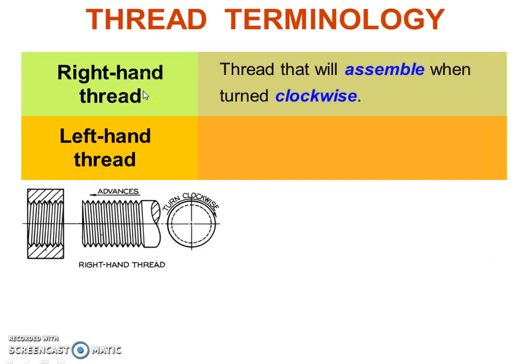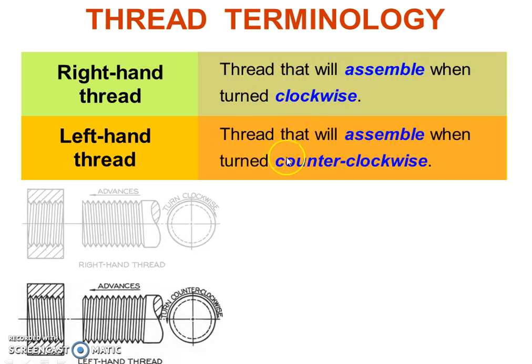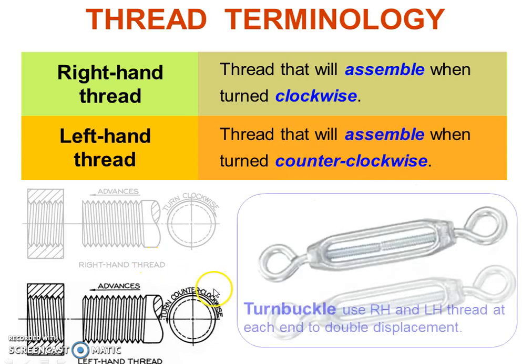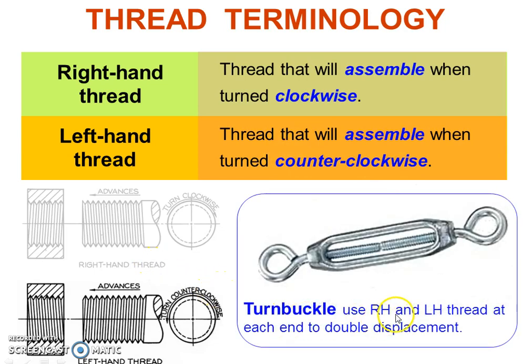We have two types of threading, right hand threading and left hand threading. Right hand threads will assemble when turned clockwise. Left hand threads will assemble when turned counterclockwise. A turnbuckle uses a right hand helix and a left hand helix at each end to double displacement.